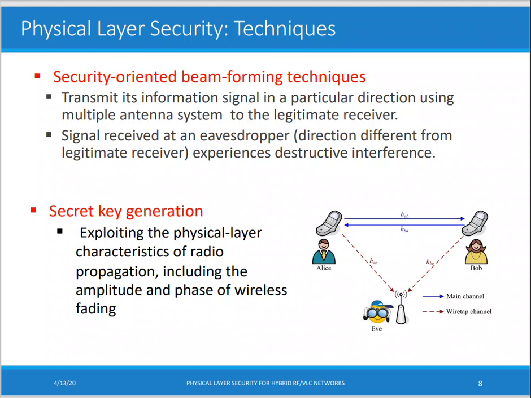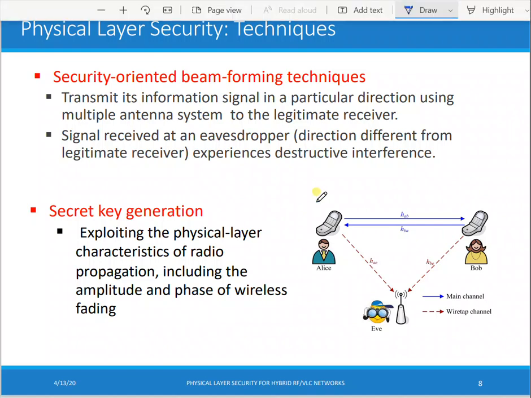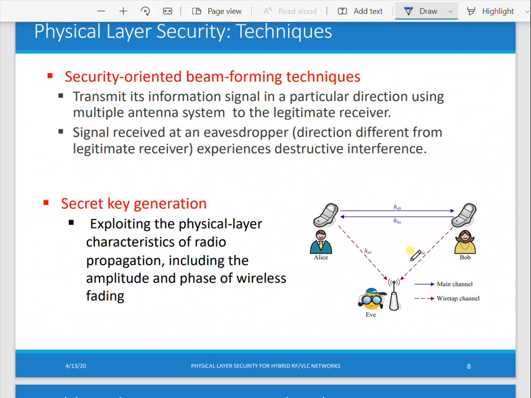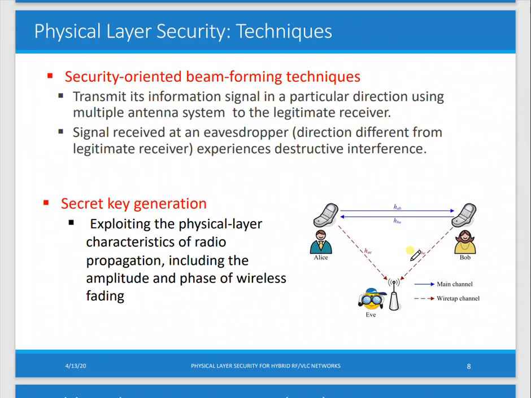طيب هلأ عنا الـ secret key generation. طبعا يعني احنا we always like to use secret keys to make the life harder for the eavesdropper. And we can actually use the channel between the Alice and Bob to create this secret key. Because each channel is unique, يعني channel HAB is unique to channel HAC أو HAE. إيش هذا HAE؟ لازم أفحص عيوني, هاي HAE.